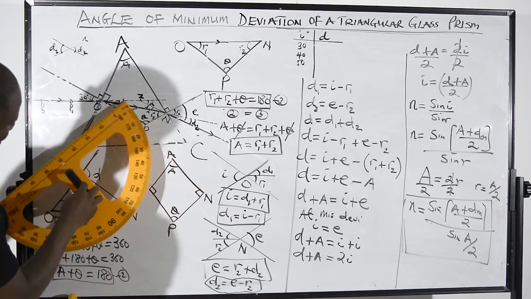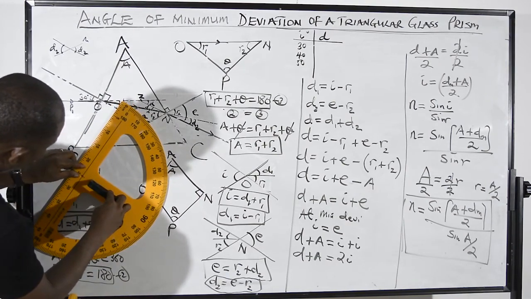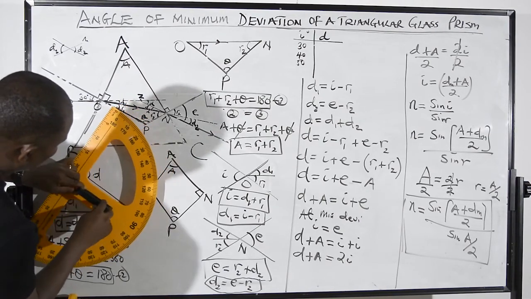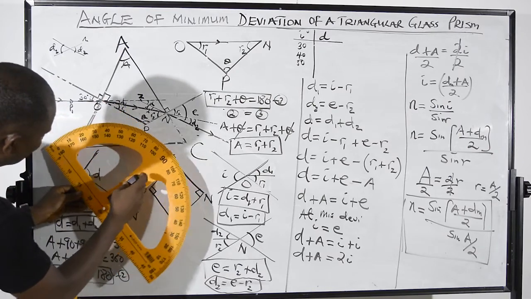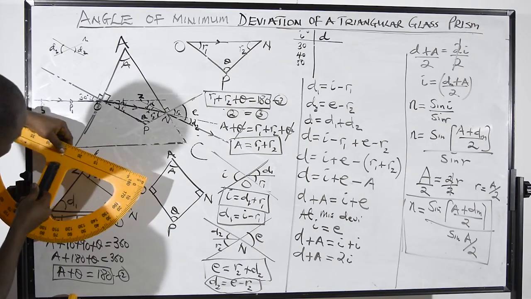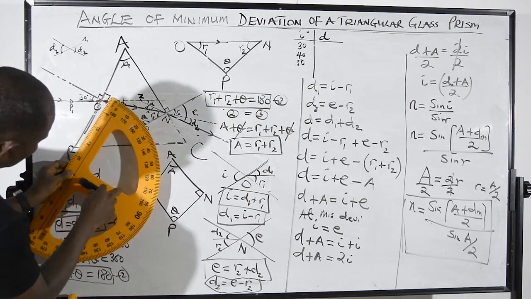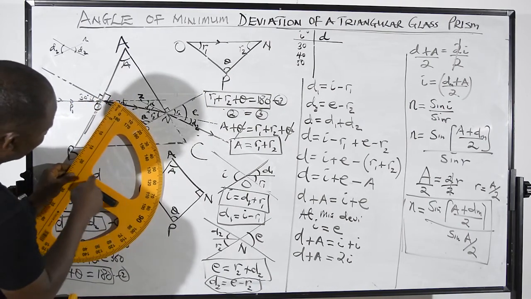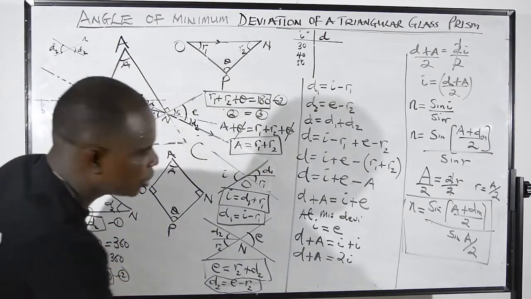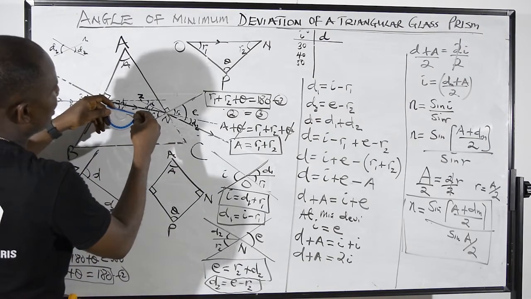So let me see. Yes, I can go this way. You make sure this line is there, and now this other line you try to get it clear. We are trying to measure this angle. We can put it this way, and this line will give you that angle of deviation. If you are using your protractor, you can bring it this way. It's easier that way.